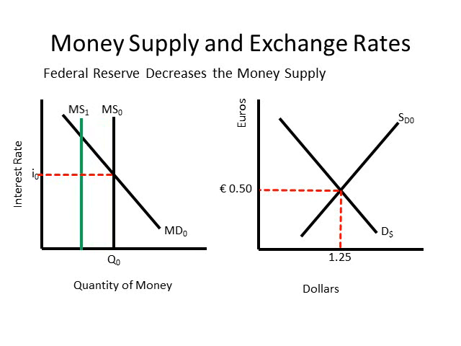The money supply curve will shift to the left. This will cause the supply curve of dollars in the foreign exchange market also to shift to the left. This will cause the interest rate to increase and the US dollar to appreciate or become more valuable.